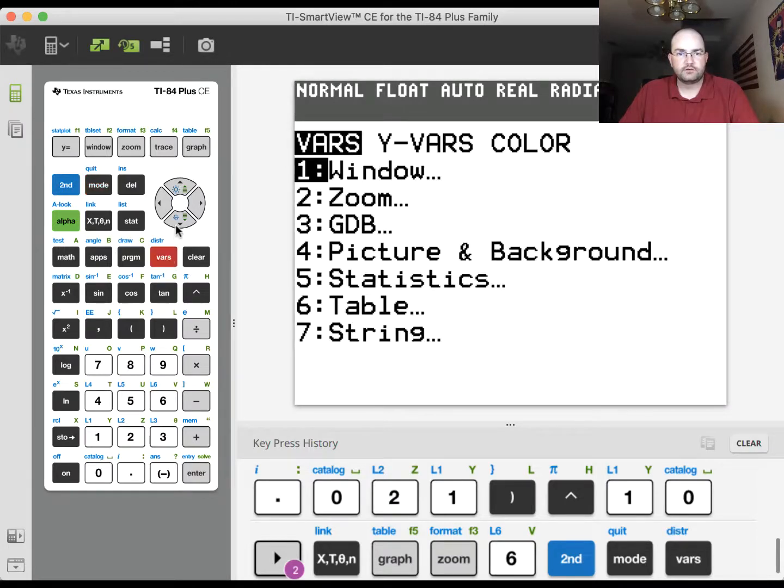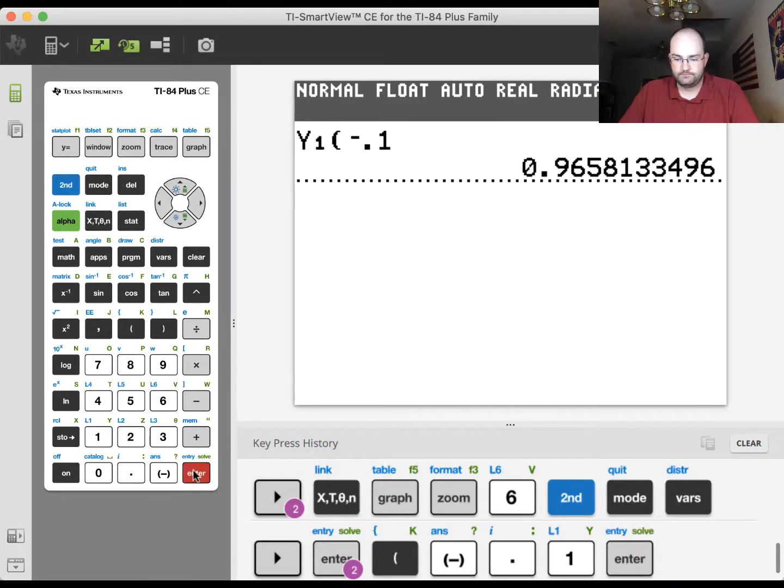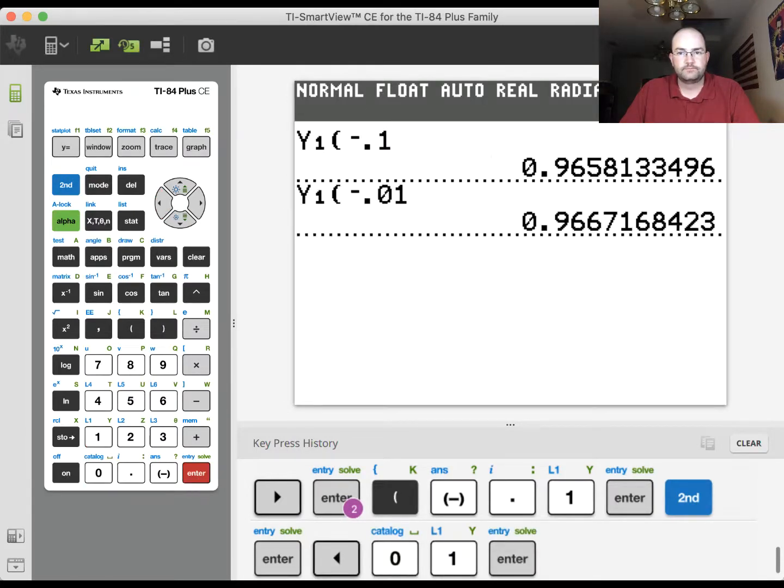So let's go to vars, right one, enter, enter, and tell it to evaluate at negative 0.1. I see 0.96581333496. I'm writing down all of these for a reason. Then second enter, and make that negative 0.01. It gives me 0.96671168423.